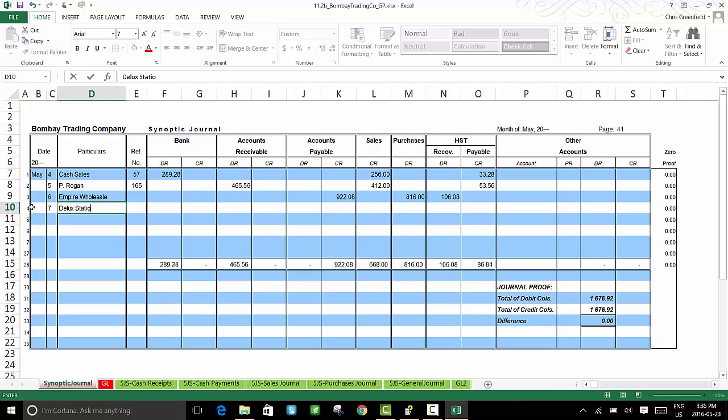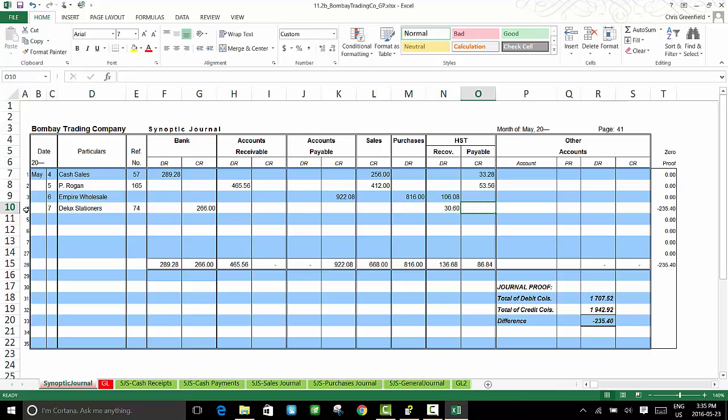So underneath our particulars, we're going to put in Deluxe Stationers. And it was copy number 74, so we're going to put that in as our reference. This is money coming out of our bank account, so we're going to have a credit for $266 for the total. We then have our HST recoverable of $30.60.